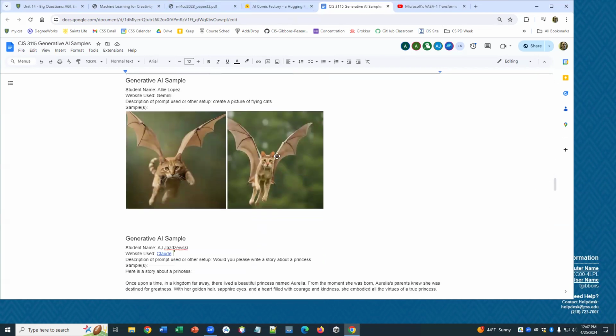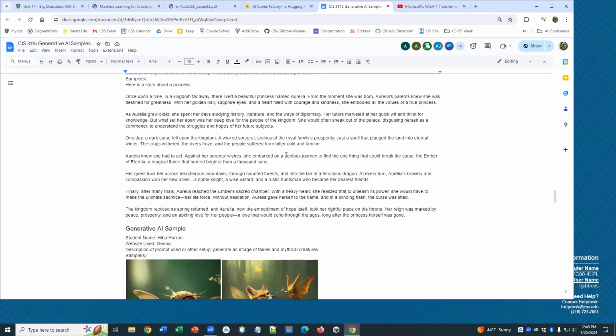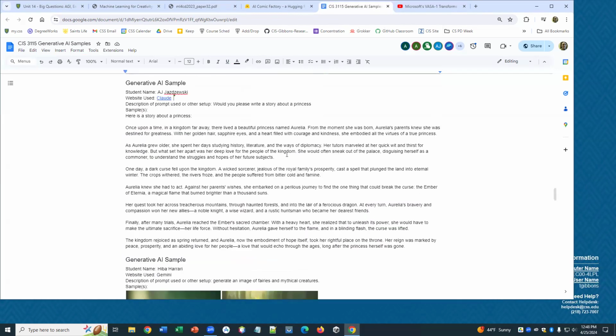So the cat bat, flying cats. Allie, you did this? Oh, this is cool. A little creepy. Not bad. I like this one with the paws. This one just looks like it's, yeah. Okay, AJ.